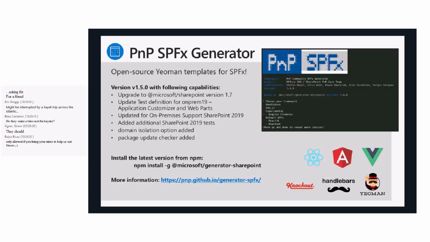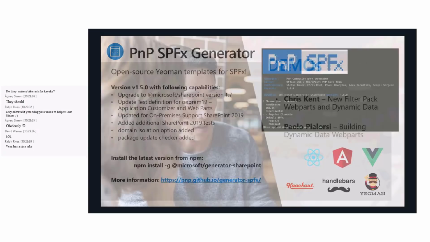You can get more information at pnp.github.io/generator-spfx, and then you can always install it from npm install -g @microsoft generator-sharepoint. And I think that should be at PnP generator-sharepoint. So we will update this slide. We will check on that. I'm not 100% on that. I don't know if Stefan's on the call or could correct me there.